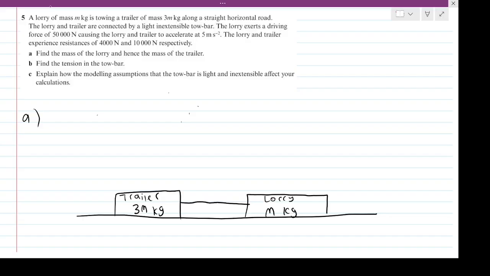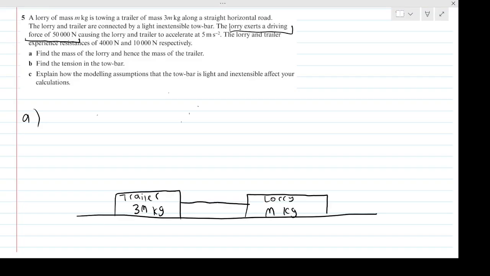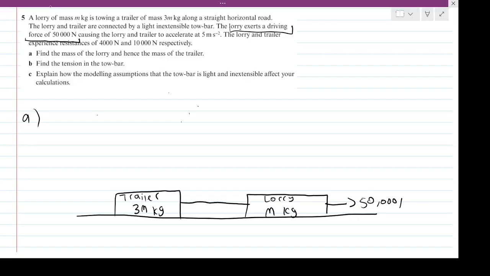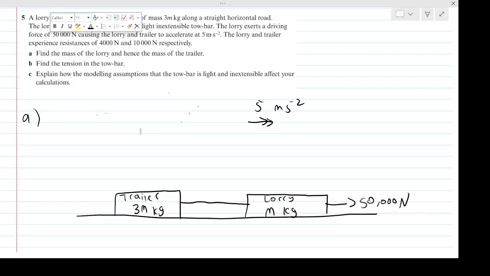Okay. Then we're told the lorry exerts a driving force of 50,000 newtons. So a driving force from the lorry is going to pull it forward, and it's 50,000 newtons. Remember, it's something that propels it forward. And so this force causes the lorry and trailer to accelerate at 5 meters per second squared. So it's going to move forwards. So the acceleration forwards then is 5. So they both accelerate 5 meters per second squared forward.